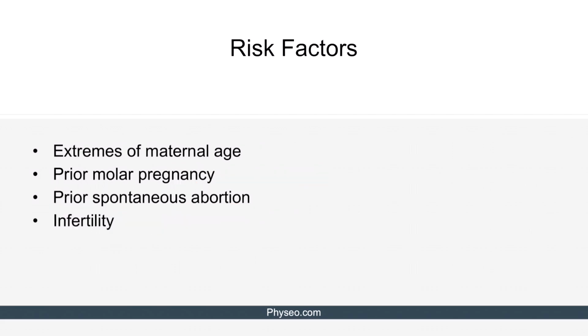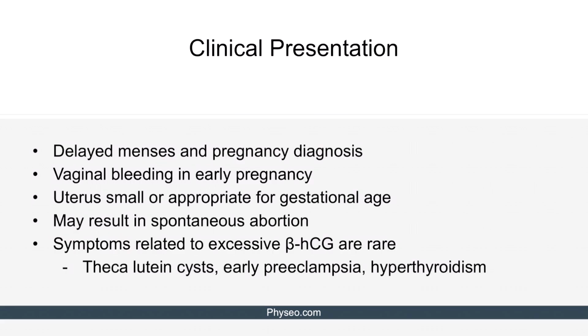The risk factors for a partial molar pregnancy are similar to that of a complete molar pregnancy. They include the extremes of maternal age, a prior molar pregnancy, prior spontaneous abortion, and infertility. Partial molar pregnancies typically have a more mild clinical presentation than a complete molar pregnancy. A patient will typically present with delayed menses and a diagnosis of pregnancy. They may also experience vaginal bleeding in early pregnancy. However, in contrast to a complete mole, patients with a partial molar pregnancy will typically have a uterus that is small or appropriate for gestational age.